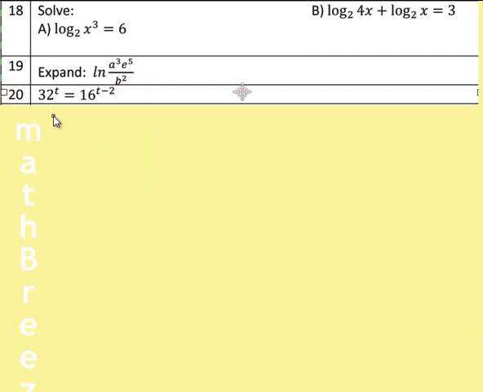In 20, we have an exponent equation. We want to solve for t. So in this case, we could put both sides in terms of base 2, because 32 is a power of 2, and so is 16. 32 is 2 to the 5th, and 16 is 2 to the 4th.